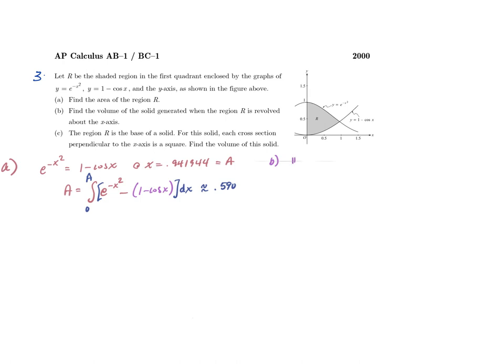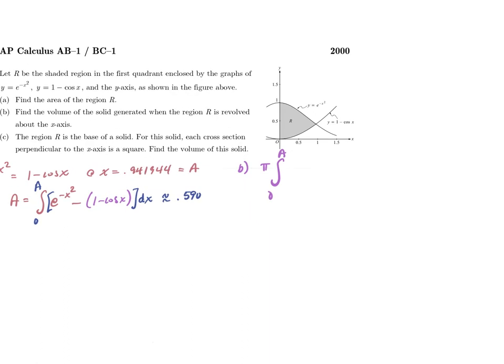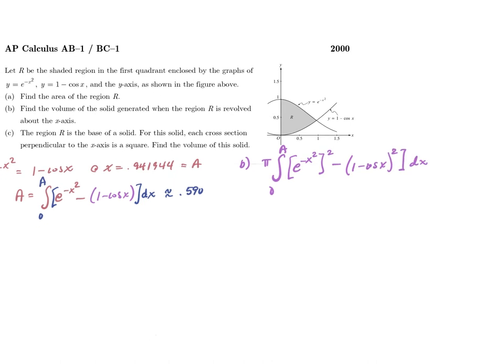So we're going to do pi. We're going to integrate from 0 to a. The furthest curve is e to the negative x squared. So that's big R, e to the negative x squared, and then squared, minus little r, which is the closer curve. So it's going to be 1 minus cosine of x squared, and then dx. And I believe I needed another set of parentheses, like that. Okay? So this is strictly put into your calculator. You should get 1.74.